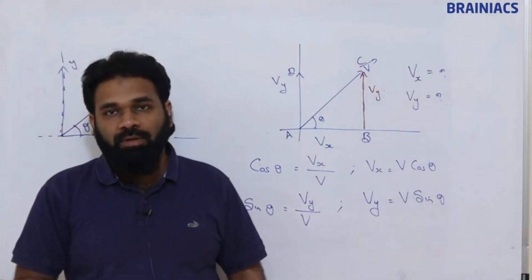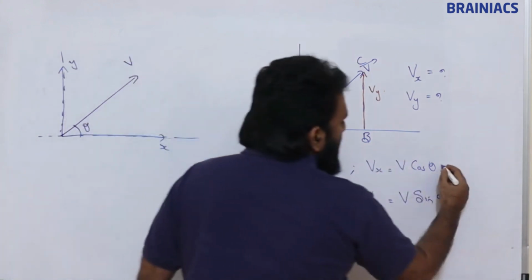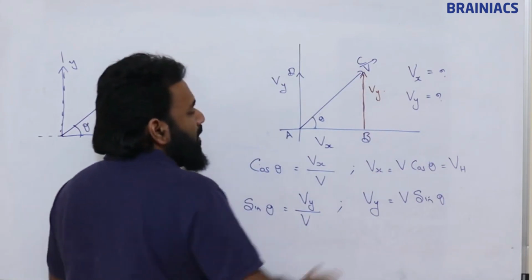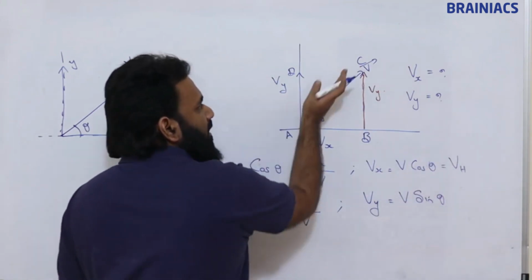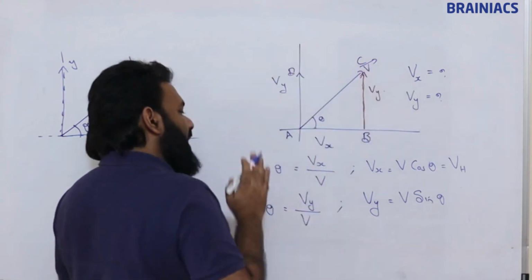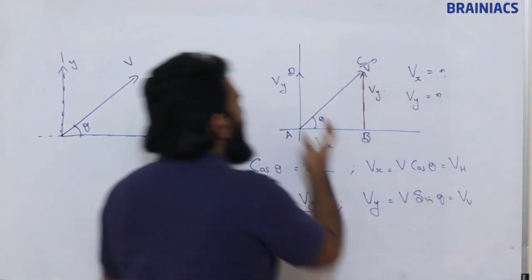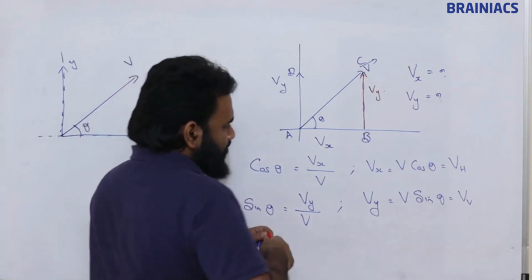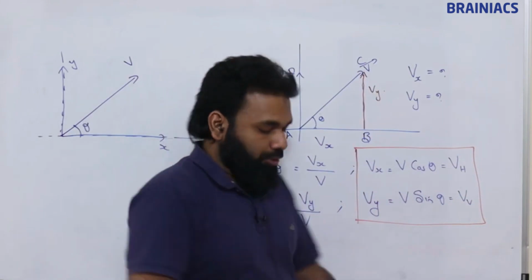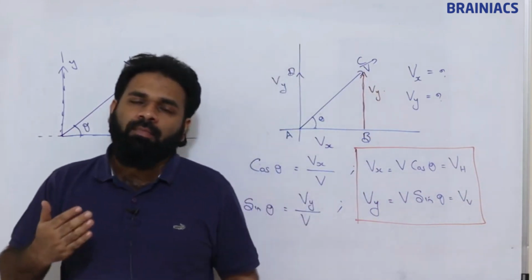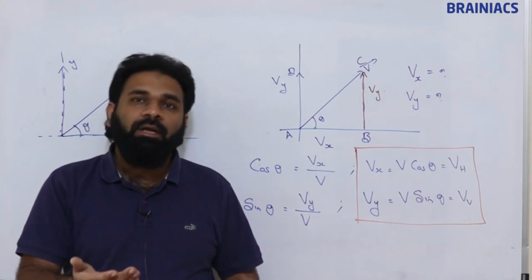So if we get a vector with a theta angle to the horizontal, then this x component is also called the horizontal component of vector V. This is Vy. Vx is V cos theta, which is nothing but the horizontal component, or how much amount of this vector is acting in the horizontal direction. Vy is V sin theta, which is nothing but the vertical component. So if the angle theta is with respect to horizontal, this is how we are going to get it. That is, if a vector is acting at some angle, its effect will be there in other directions also.